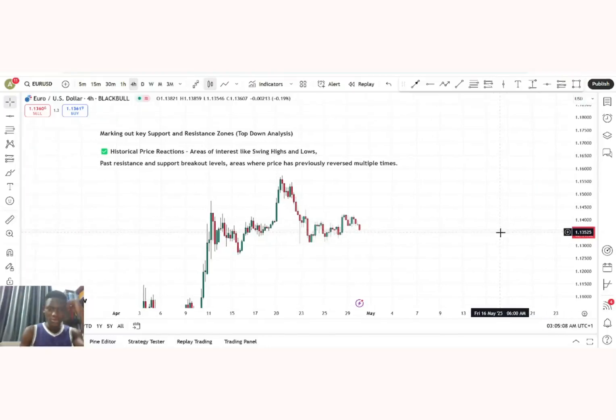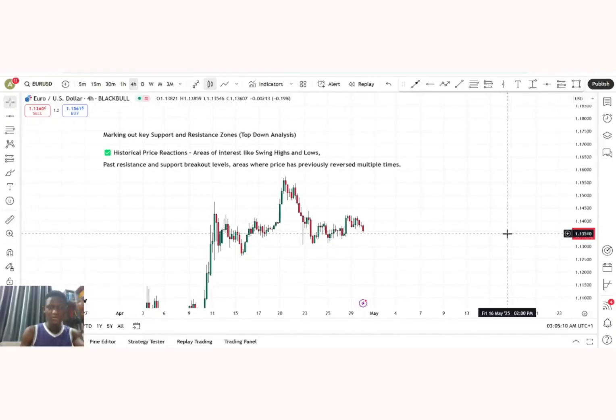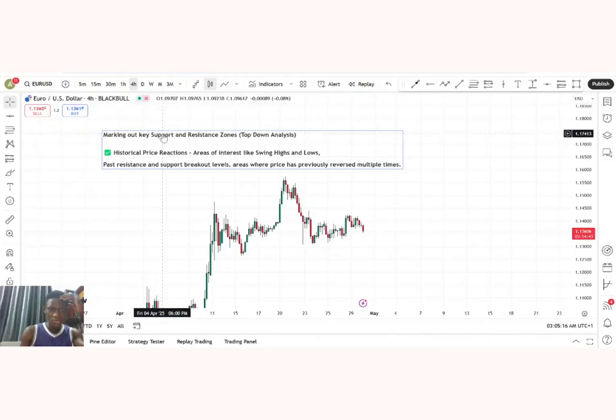Alright guys, welcome to this section of the video, price action. Today we'll be looking at marking out key support and resistance zones. The overview is top-down analysis.